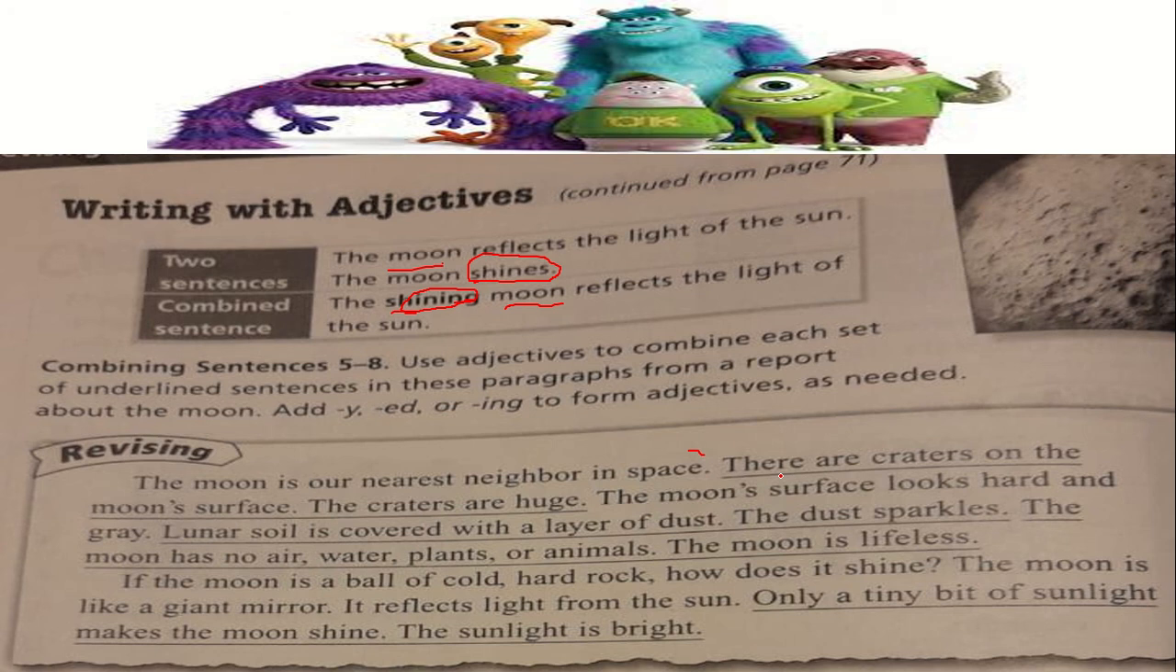There are craters on the moon's surface. The craters are huge. Now we have the word craters in the second and in the first. So the first sentence will remain the same, but we need to identify which is the word that is repeated. And right here we have the linking verb, and right here is the word that describes: huge. So we will keep the word huge and take it to the first sentence, and we will add it before the noun. There are huge craters on the moon's surface.